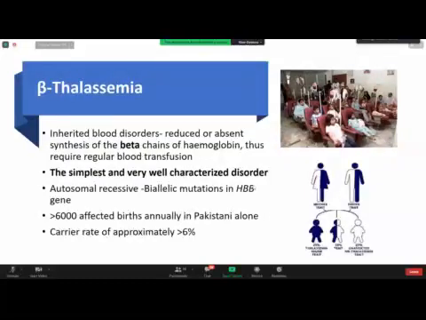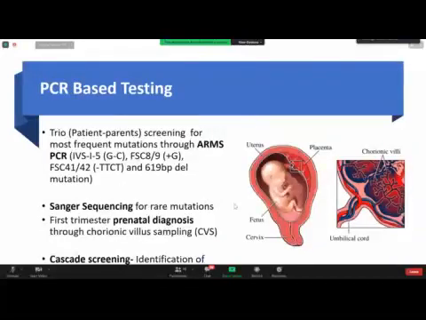thalassemia in Pakistan. So how can we prevent beta thalassemia, and what kind of test or PCR-based test do we use? First we take the patient and parents. In Pakistan, most commonly there are 5 mutations: IVS1-5, FSC8-9 (frame shift codon), 41-42, and the 6 base pair deletion. So these are the most common mutations in the Pakistani population. What we do first is look at the patient and parents, and we identify the PCR-based mutation.